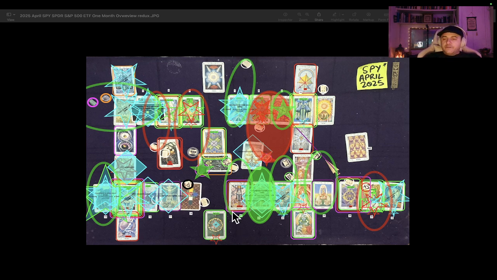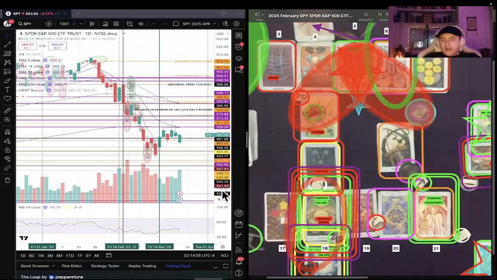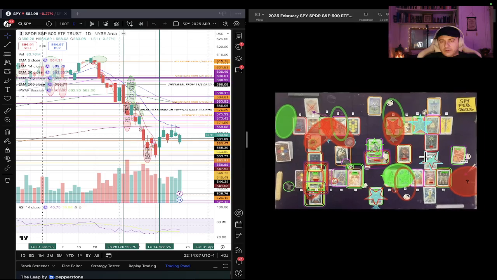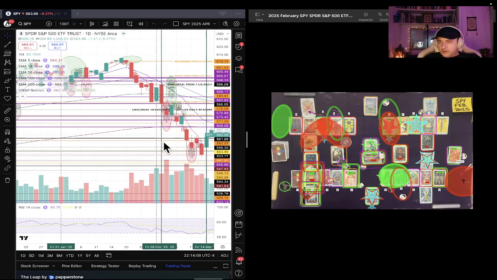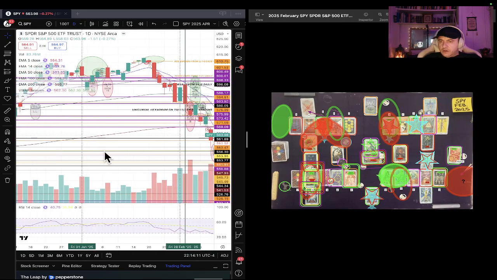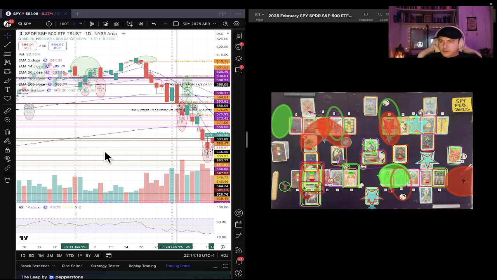Now, before we go any further into the April reading, get into the day-by-day sequence of chart events, let's take a look at February and see how we did. I think we were probably a little bit late on the low, but we had a highest high the last day of the following month.